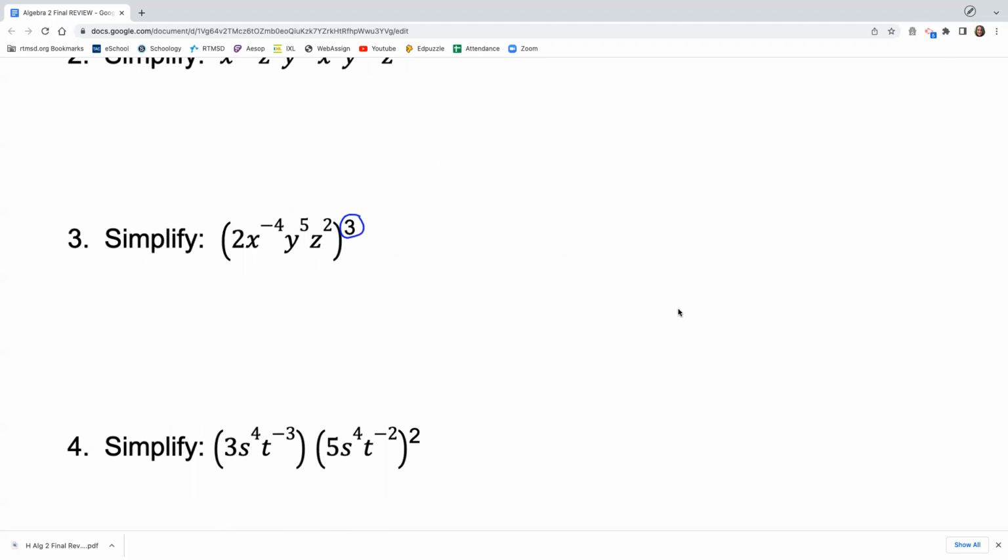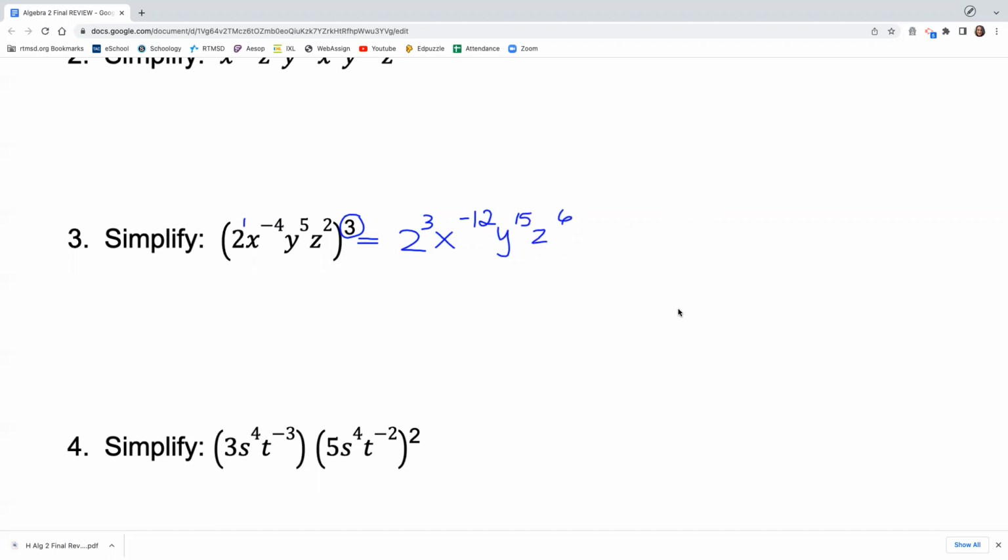For number 3, we are taking the stuff inside the parentheses and basically distributing this new exponent of the 3. Everything gets this new exponent. If it has an exponent there already, you multiply it by 3. 2 technically has an invisible exponent of 1. So this will turn into 2 to the 3rd power since 1 times 3 is 3. X to the negative 12th power, y to the 15th power, z to the 6th power.